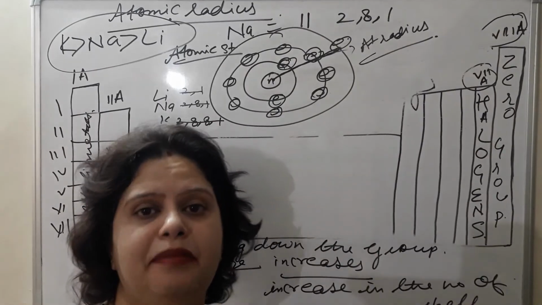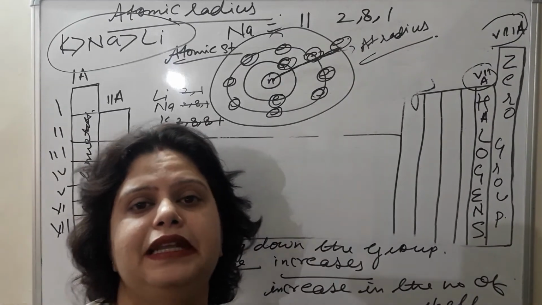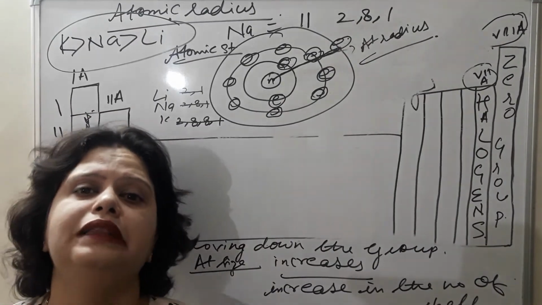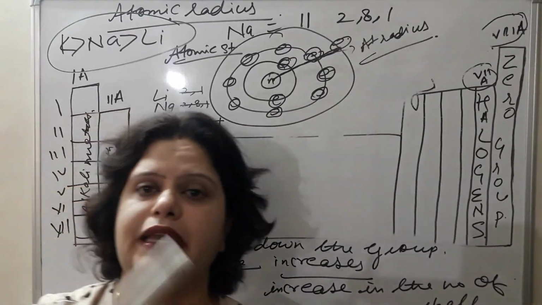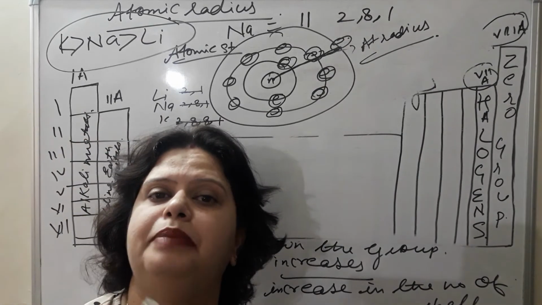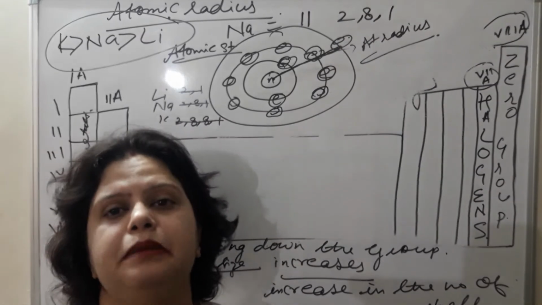Although all three are metals, all three are present in the first group of the modern periodic table, and all three have only one electron in their outermost shell. All these three elements have valency plus 1. तीनों की ही valency plus 1 है, consist of one electron in the outermost shell. Then why is potassium more reactive than sodium and sodium more reactive than lithium?